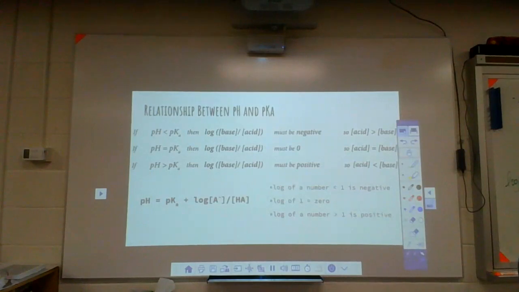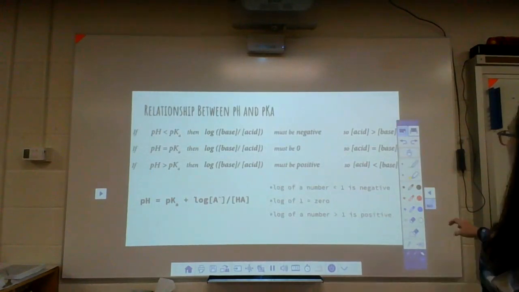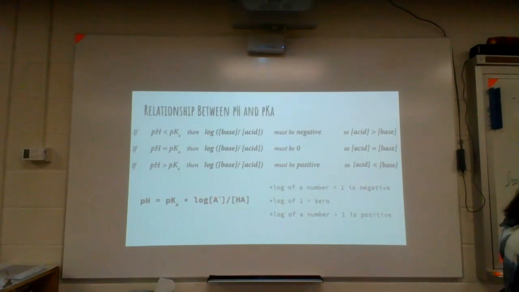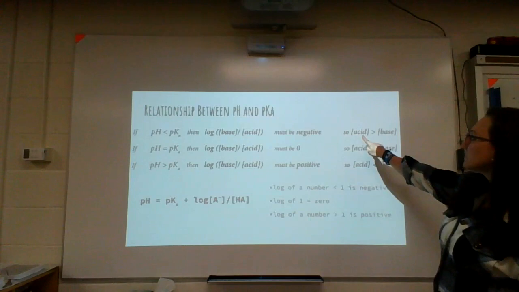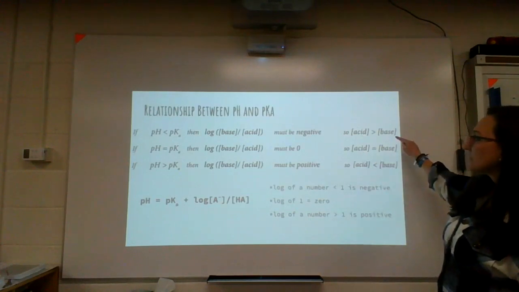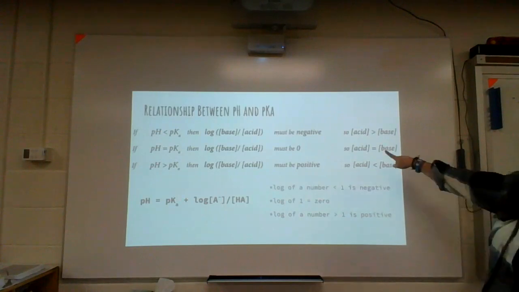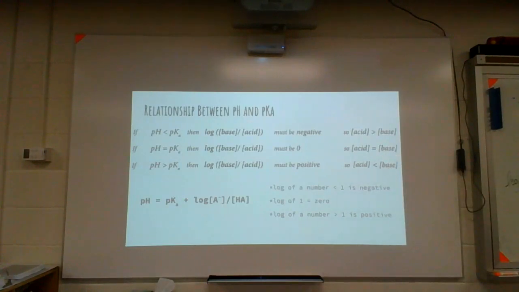So we can use this to infer things about the concentrations of the acids and bases. When the pH is less than the pKa, that tells us that the log of the base divided by the acid has to be negative. And so if that term is negative, then the concentration of the acid is greater than the concentration of the base. If the pH and pKa are equal, then we must be at the midpoint. So the concentration of the acid and base are equal. So we have the log of 1.